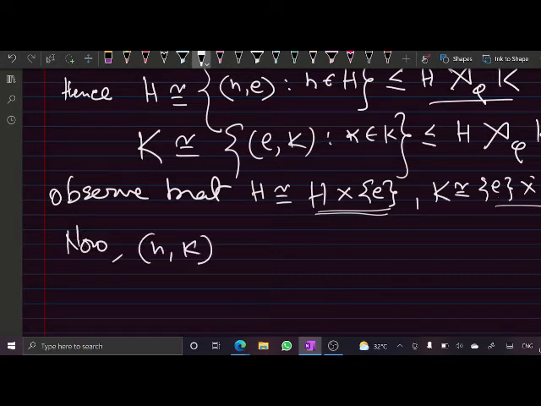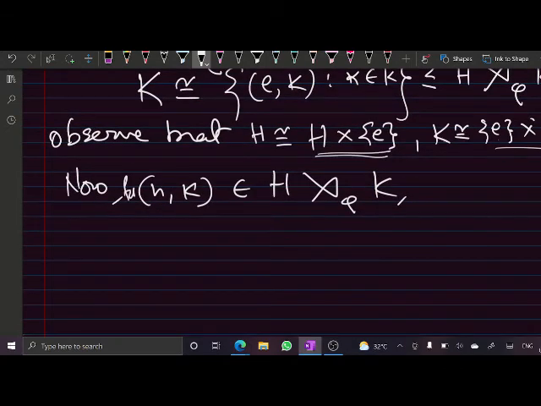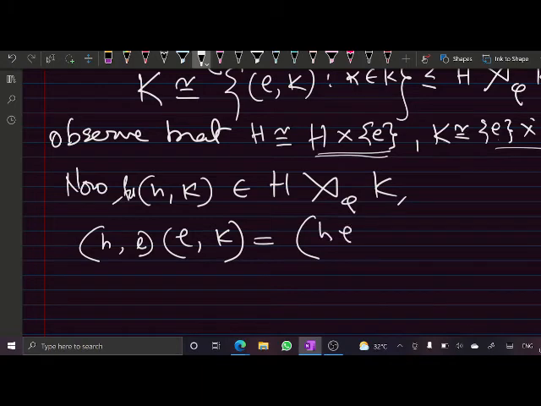For any element hk belonging to the semi-direct product of H and K with respect to phi, if you take the product of (h, e) and (e, k), then it is (h · phi_e(e), e · k). Since phi_e is the identity automorphism, this gives (h, e)(e, k) = (h, k), so it is hk.